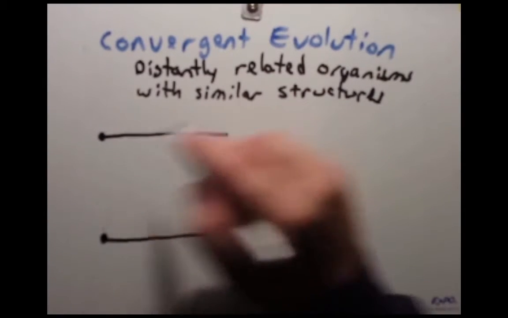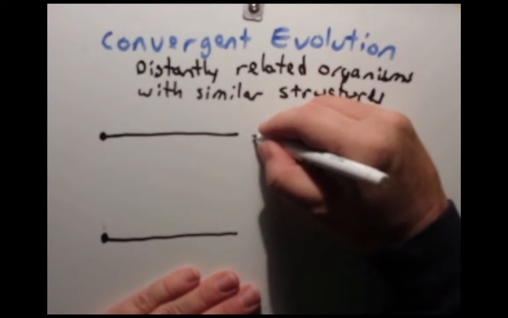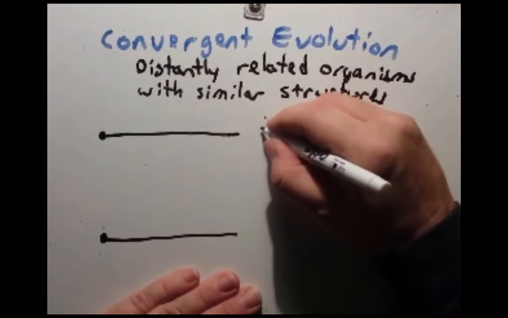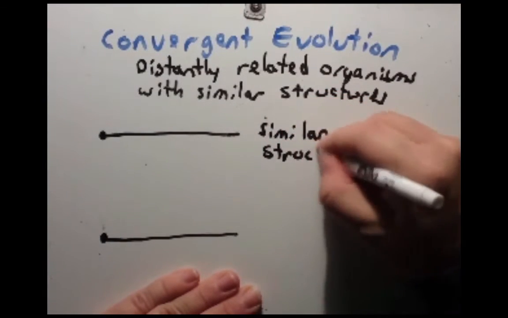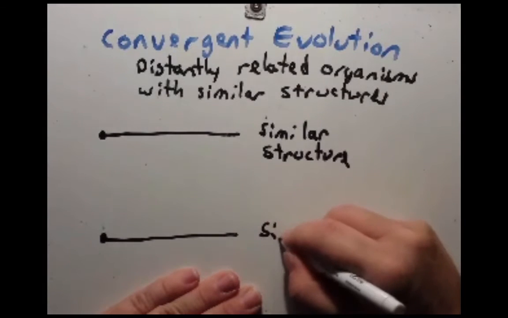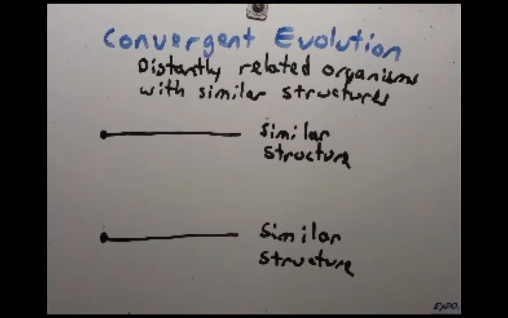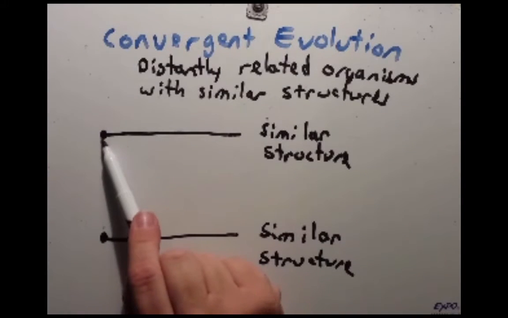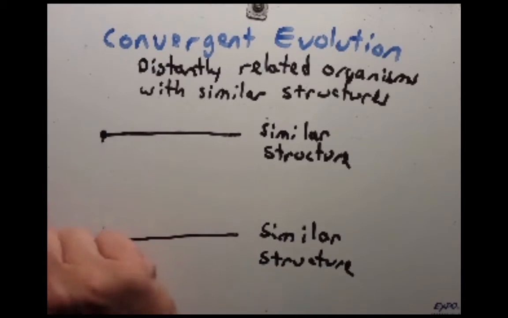But we end up with a structure that is similar. And same here. That structure wasn't found in this common ancestor, and wasn't found in this common ancestor, and wasn't found in some distantly related common ancestor. So how is it we could get a similar structure?